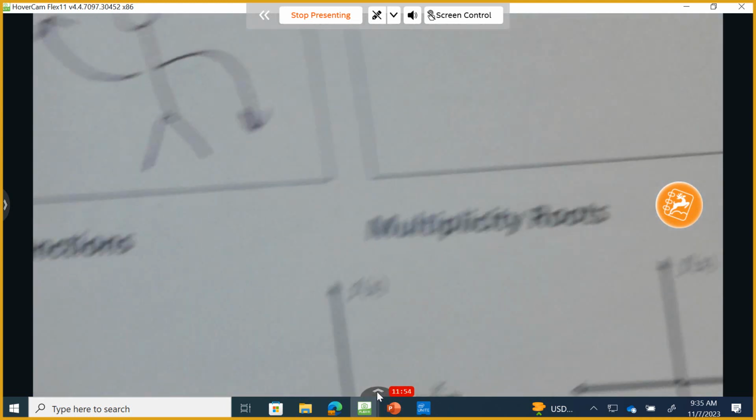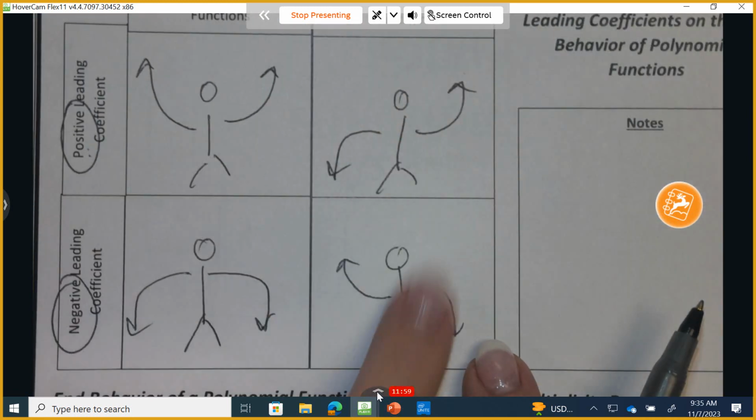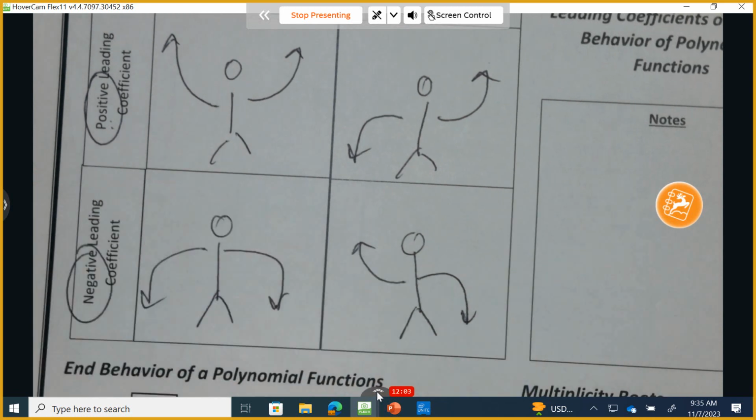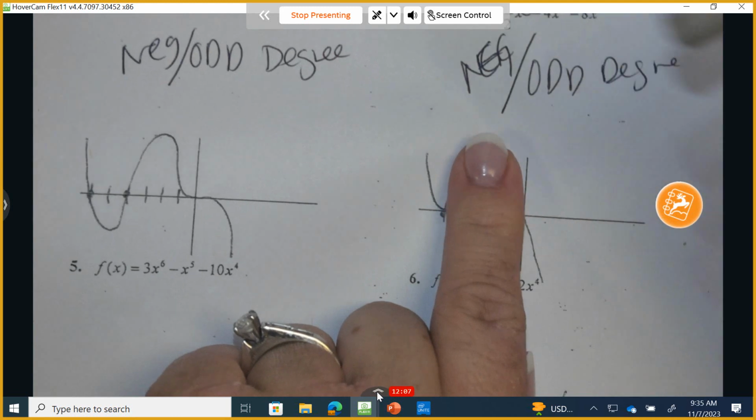Let's look. Odd negative. Okay, I got to find this. Odd negative is right here. Right side down, left side up. Okay, let's check. Right side down, left side up. Okay?